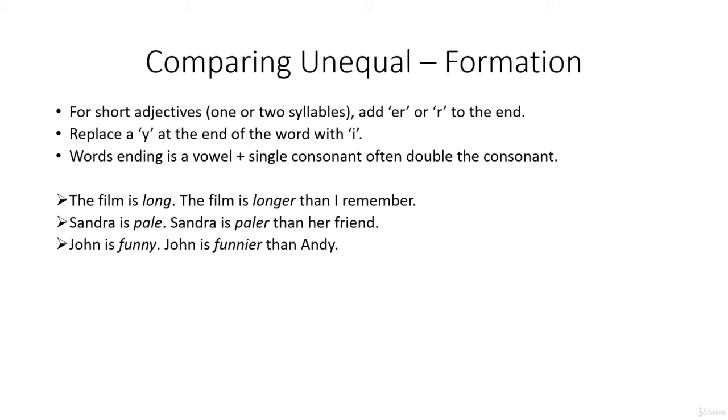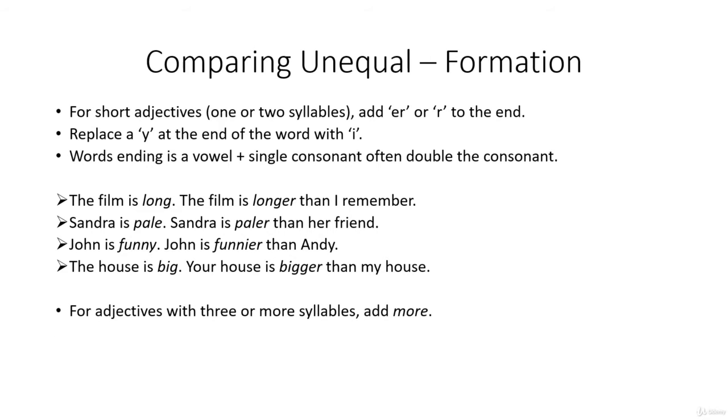John is funny. John is funnier than Andy. And here we see the example where funny ends in a y and it's replaced with an i before the er. The house is big. Your house is bigger than my house. This is an example where we have a vowel with a single consonant and we make 2 g's to make bigger. Fat goes to fatter and so on.